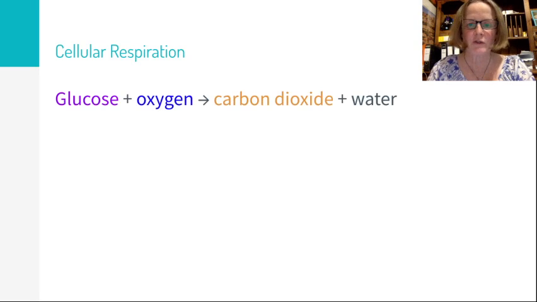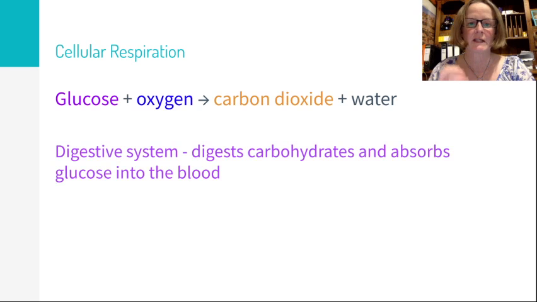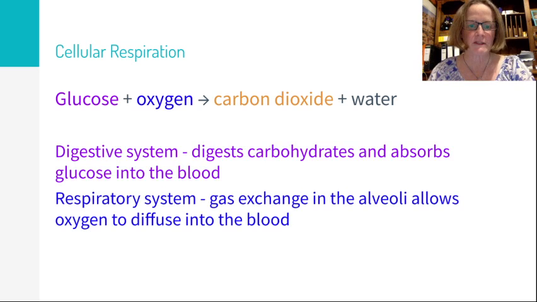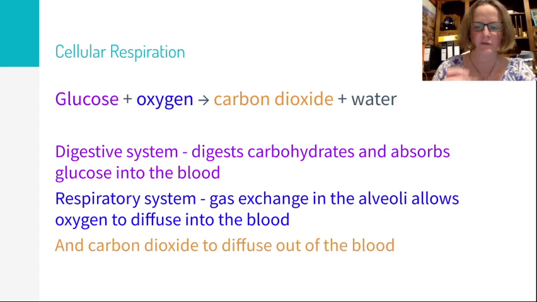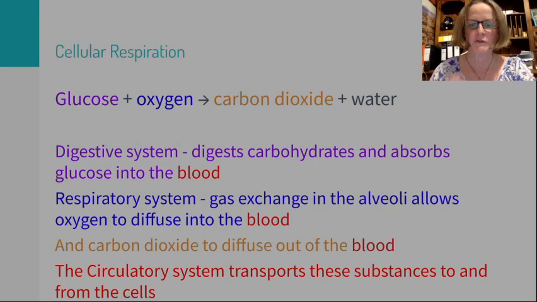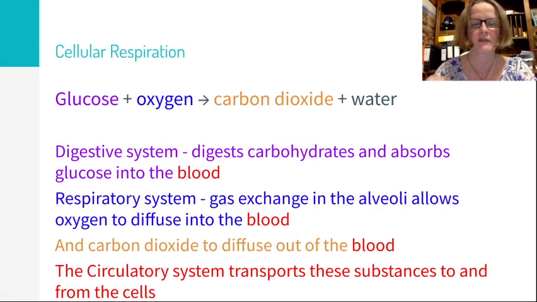If we color code the different parts, let's have a look how they work. Glucose comes from the digestive system, which digests carbohydrates and absorbs glucose into the blood. The respiratory system, gas exchange in the alveoli allows oxygen to diffuse into the blood. And carbon dioxide diffuses out of the blood. Did you notice the word blood appeared at the end of each of those little sentences? And that's because the circulatory system transports these substances to and from the cells.